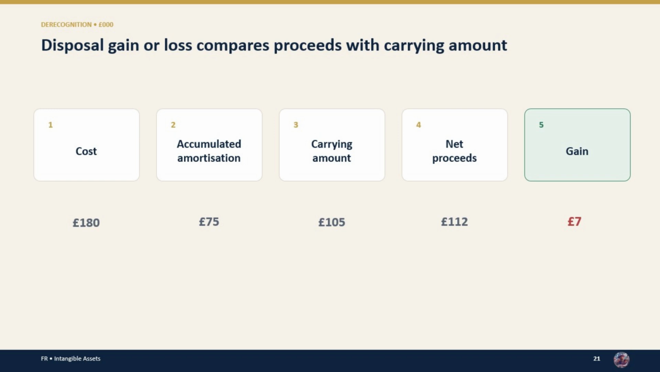The gain or loss is net disposal proceeds less carrying amount at the disposal date, recognized in profit or loss. Suppose a license costs 180, accumulated amortization is 75 and net proceeds are 112. Carrying amount is 105, so the gain is 7. Compare proceeds with carrying amount, not original cost.